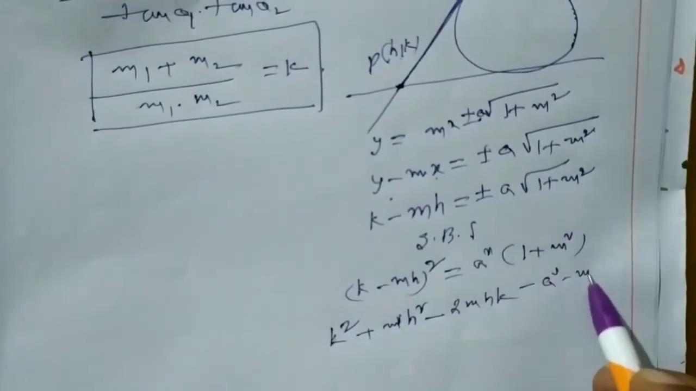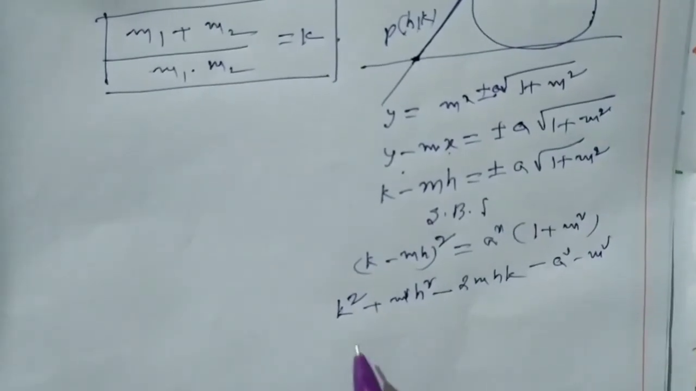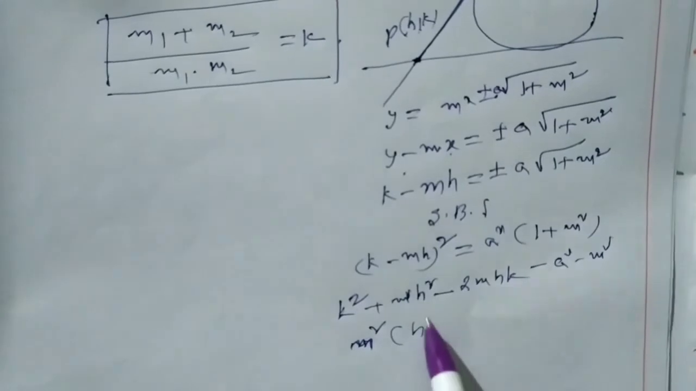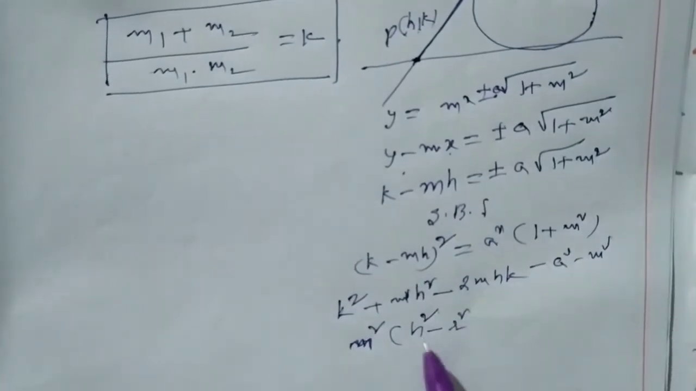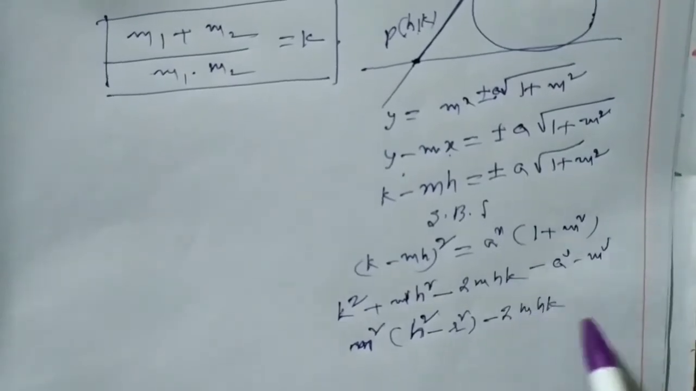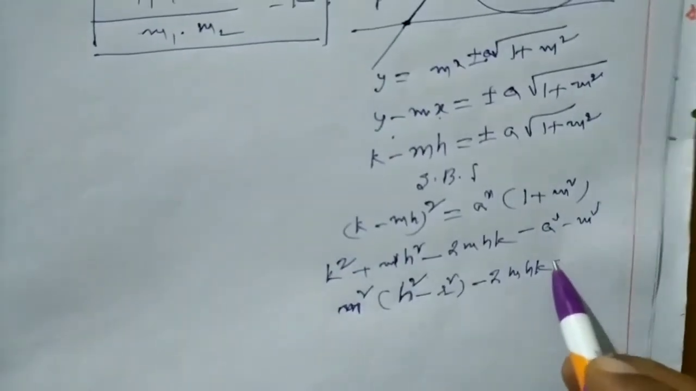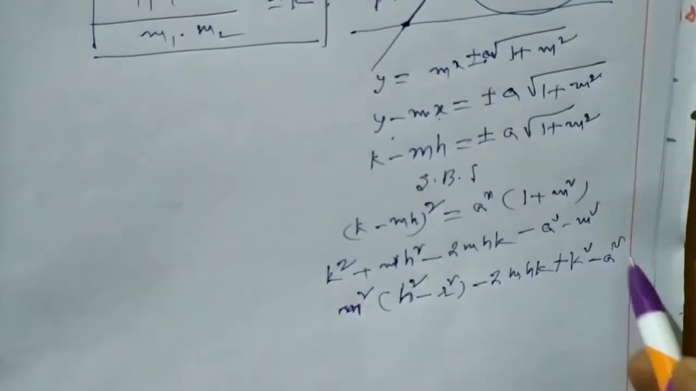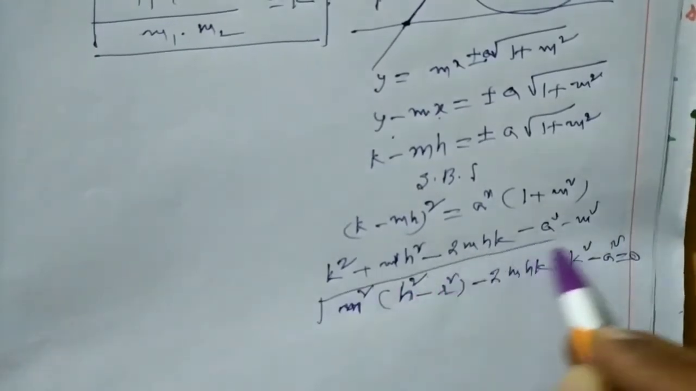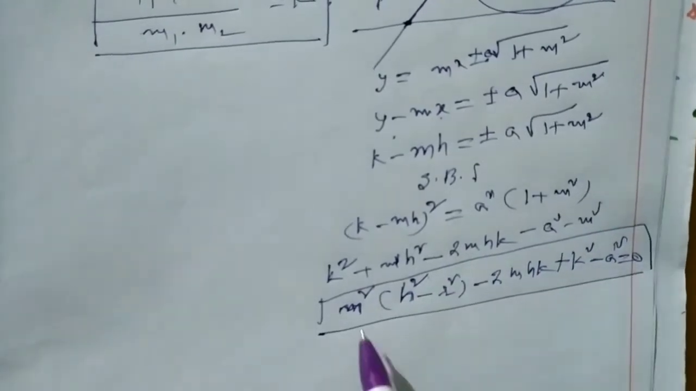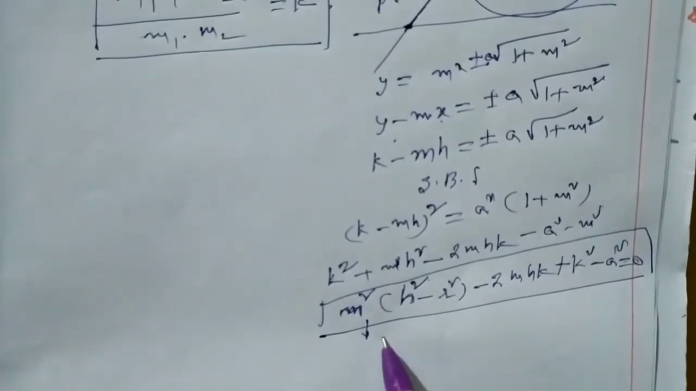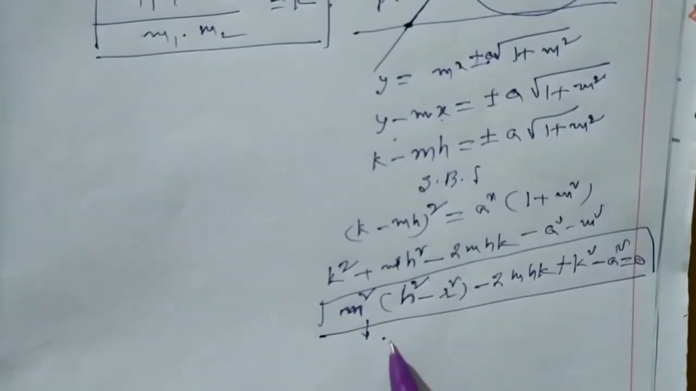square minus m square. See here, m square into (h square minus a square) minus 2mhk plus (k square minus a square) is equal to 0. It is the quadratic equation where we get the slopes of two tangents. Here it is a quadratic equation in terms of m.